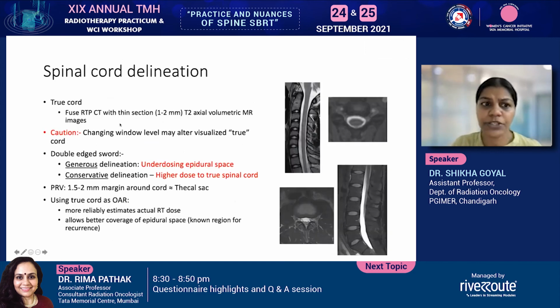For the spinal cord delineation, we can fuse the thin section CT scan with the volumetric T2 or SPACE MRI. And we have to be cautious that changing the window level may alter the visualization of true cord. Some authors like to generate another margin around the cord, which is the PRV with an expansion of 1.5 to 2 millimeters, which in essence is equivalent to the thecal sac. But now it is preferred that you use true cord as the OAR because it gives a more reliable estimate of the actual radiotherapy dose and allows better coverage of the epidural space, which is a known region for recurrence.